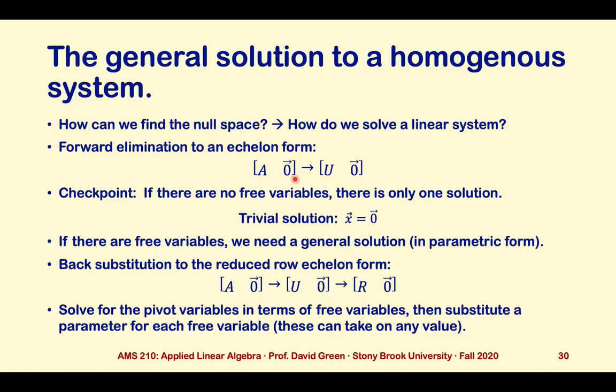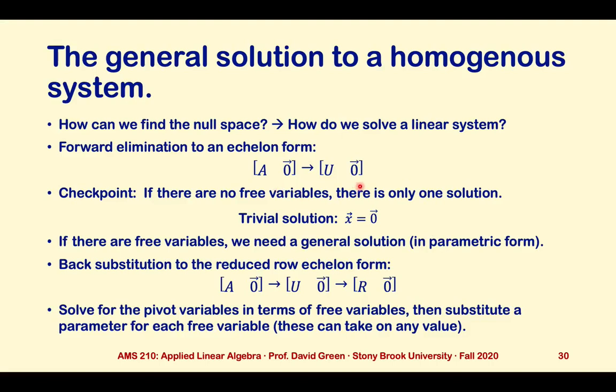We can start with an augmented matrix with A and a 0 vector at the end. We will later see that this 0 vector doesn't really matter because it doesn't change throughout the process. And we use Gaussian elimination to reach an echelon form, some U, with still the 0 vector. At this point, we could do a checkpoint, as we always do in Gaussian elimination. Ask, are there free variables or not, and that sort of thing.